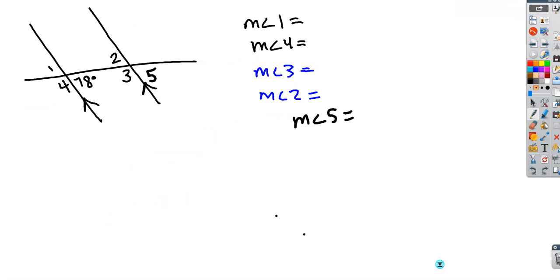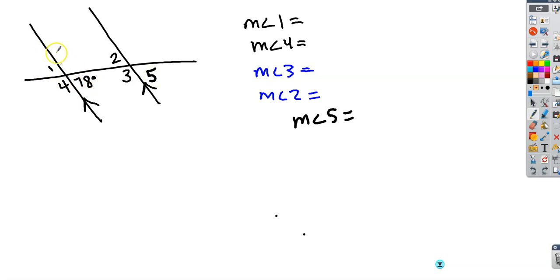Okay, so let's try another example. So check this one out. I have two lines and a transversal connecting them. They're marked parallel, so that's great. And I'm given one of them 78 degrees. So first off, I need to get all the marked angles. So measure of angle 1. Well, what's the relationship between 78 and 1?